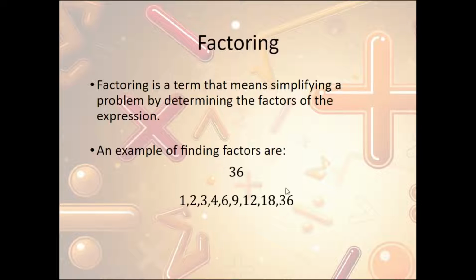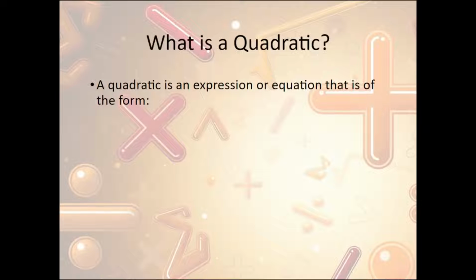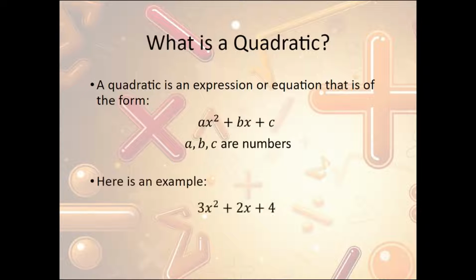So these are factors. Now, what is a quadratic? A quadratic is an expression or equation that is of this form: ax squared plus bx plus c. So notice the squared term is here, that we have an x squared, and we have some other x and then some constant. A, b, and c are all numbers, so those are not actually variables. So an example would be 3x squared plus 2x plus 4. That would be an example of a quadratic.